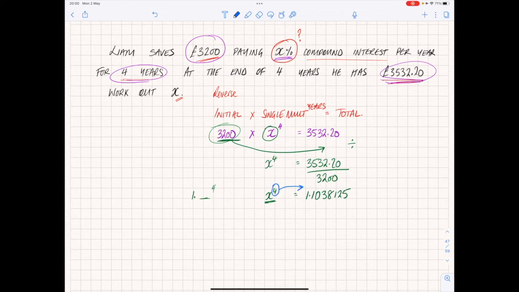When I move it over, it becomes a root 4, so it's the 4th root. On your calculator, you do the 4th root of 1.1038125. And when you type that into your calculator, you end up with 1.0249999, which is 1.025. Now, that actually is technically not x up here.